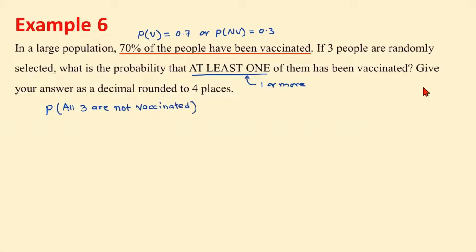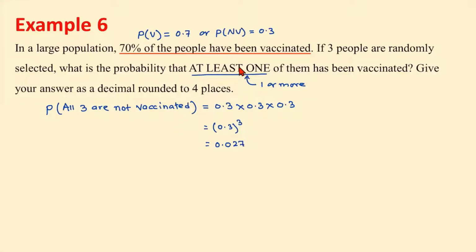Probability that all 3 are not vaccinated. Probability that the first one is not vaccinated is 0.3. The probability the second one is not vaccinated, or vaccinated, does not depend on the first one, so that will also be 0.3, no change. And the third one is also 0.3, which is the same as 0.3 cubed, or 0.027. This is the probability that all 3 people are not vaccinated.